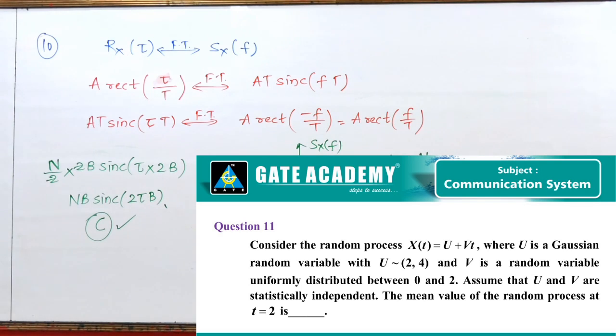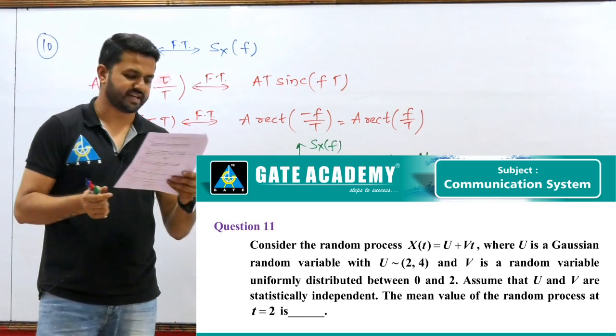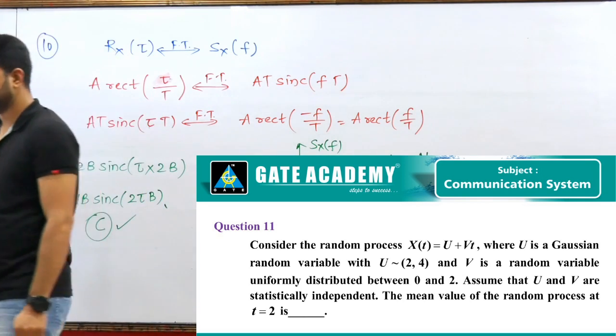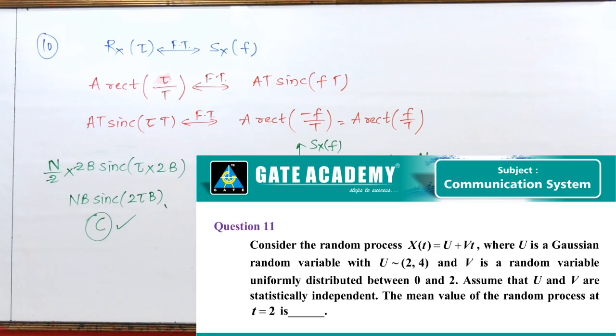Question number 11 is, consider the random process x of t equal to u plus vt, where u is a Gaussian random variable with parameters 2, 4, and v is a random variable uniformly distributed between 0 and 2. Assume that u and v are statistically independent. The mean value of the random process at t equal to 2 is? At t equal to 2, you have to calculate the mean value.